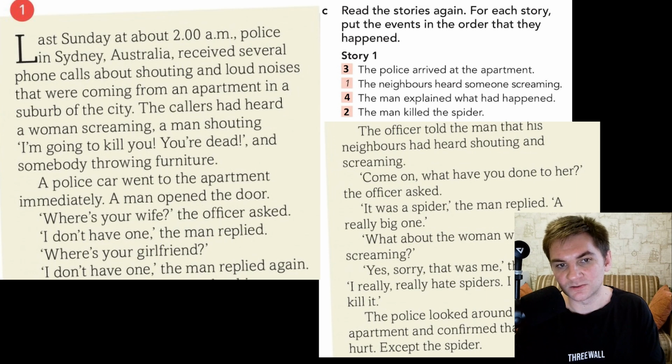The neighbors heard someone screaming. Actually, it was done for you as an example, so there is no need to put any comments here. The second event is the man killed the spider. It happened before the police had arrived. Because the man stopped screaming, he was calm, it means the problem was gone at that moment. The spider was killed. As I have already mentioned, the third event is the police arrived at the apartment. And finally, the man explained what had happened. That's all. Let's move on to the story number 2 in the post.